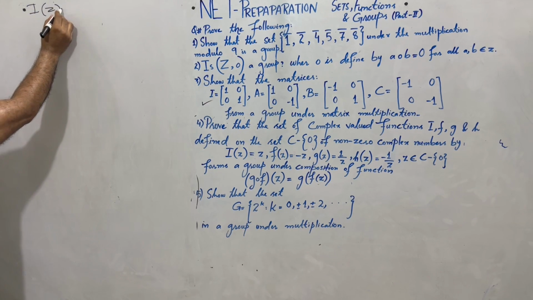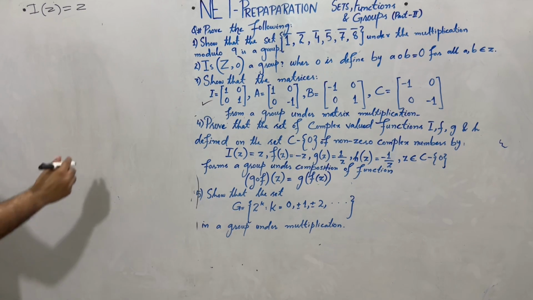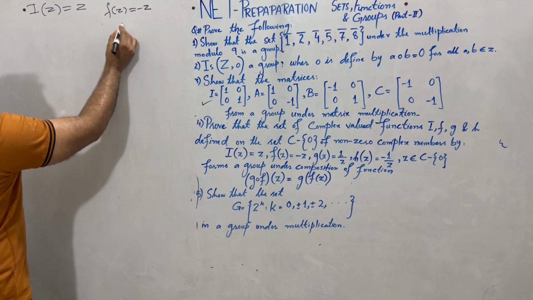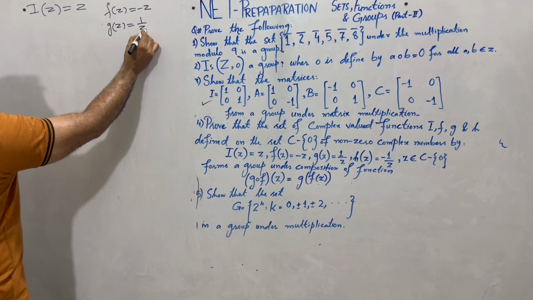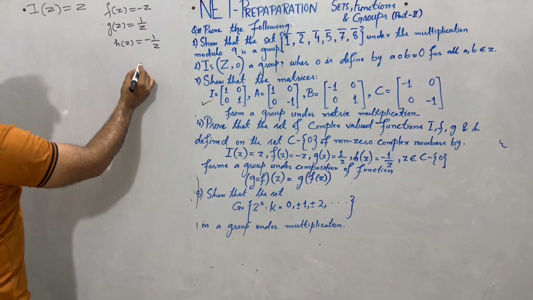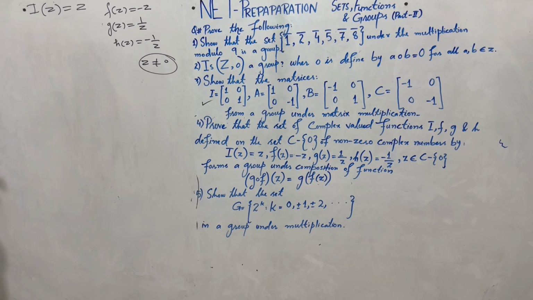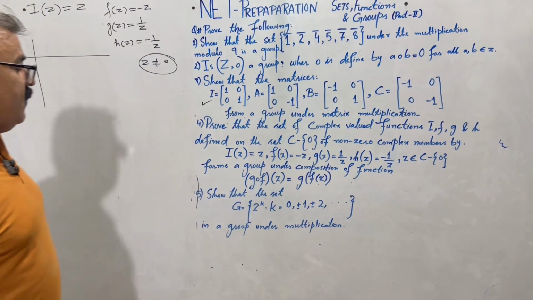Identity function: I(z) is equal to z. It's known as the identity function. We have the formula f(z) is equal to minus z, g(z) is equal to 1 over z, and h(z) is equal to minus 1 over z, where z is a non-zero complex number. Let's construct a table for them to prove that they are closed under the composition of functions.